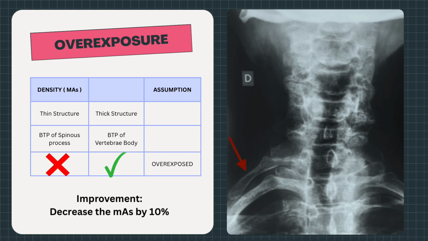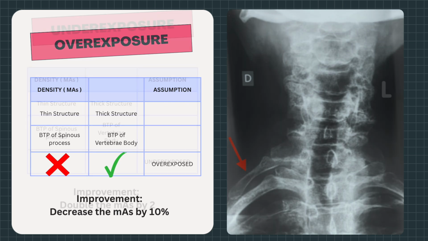For this radiograph, while evaluating the density, the BTP of thin structure, which is the spinous process, cannot be seen, while the BTP of thick structure, which is the vertebral body, can be seen. This indicates the radiograph is overexposed. This means there are many X-ray photons reaching the IR. So the density is dark, and the bony trabecular pattern of the thin structure cannot be seen clearly. To improve, decrease the mAs by 10%.